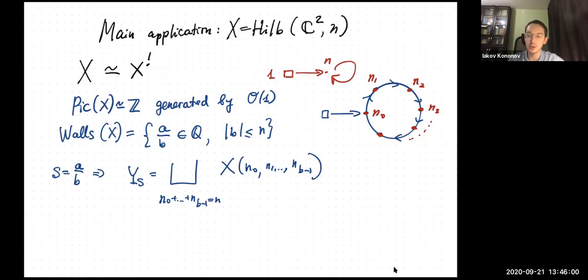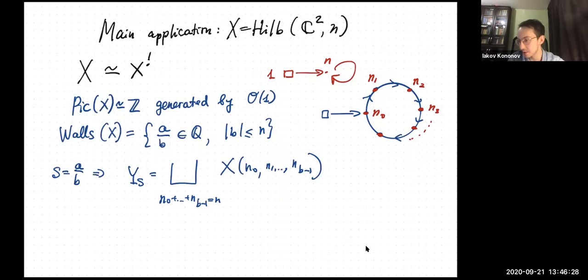So there is cyclic group, which acts by roots of unity, and it preserves the symplectic form. Okay, let's first say that Picard group is one-dimensional, since we have just a single vertex, and it is generated by the tautological bundle. And set of walls for the Hilbert scheme is the set of rational points A over B, and B should be less or equal than N.